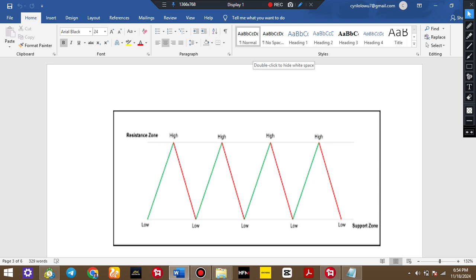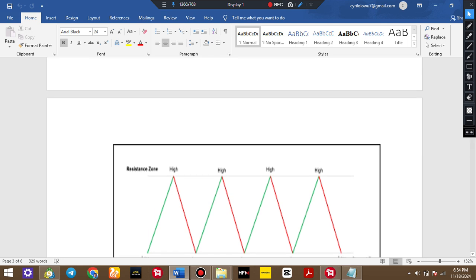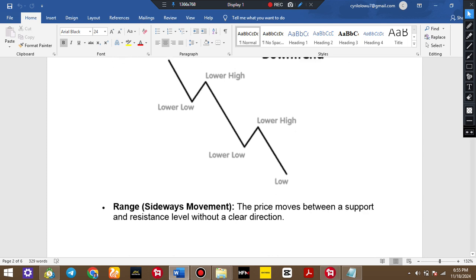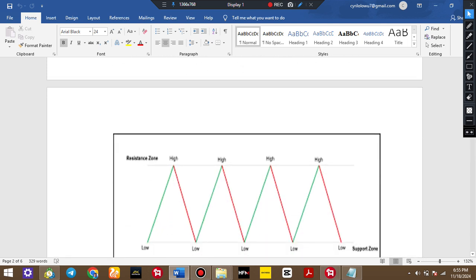But when you understand this market structure as a new trader, then you keep out of a situation like this. If it is in an uptrend, you know when to wait before you take your entry. There are things you will be expecting to see before you join the trend, or probably you'll be waiting for the trend to make a reversal before you join. So it is very important that as a new trader, you understand this market structure.